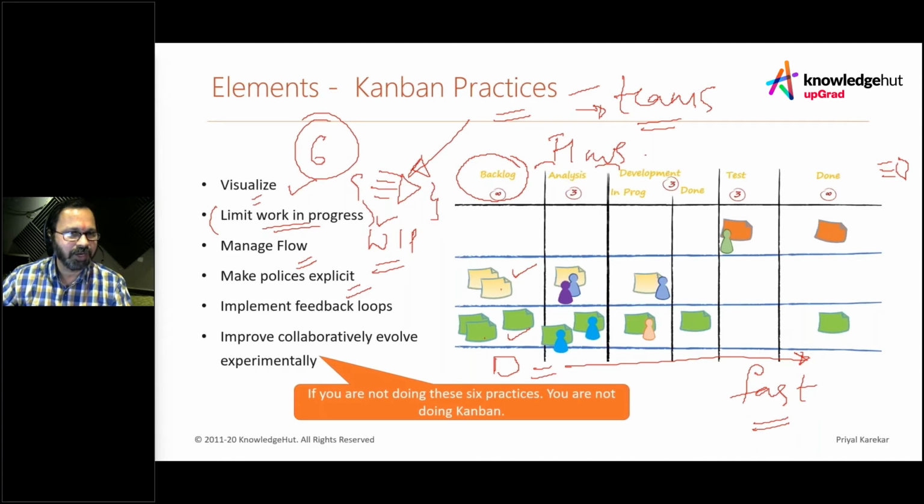Then, in Kanban, the next practice is about explicit policies. We can have some kind of policies. Explicit policies are how the work moves from one stage to another stage. One example of an explicit policy for moving work from one stage to another is your definition of done.